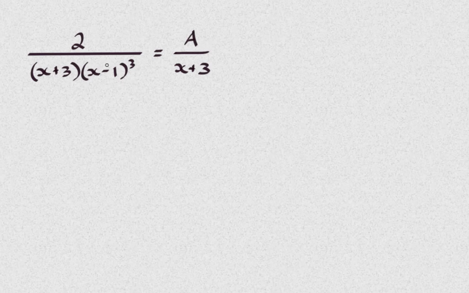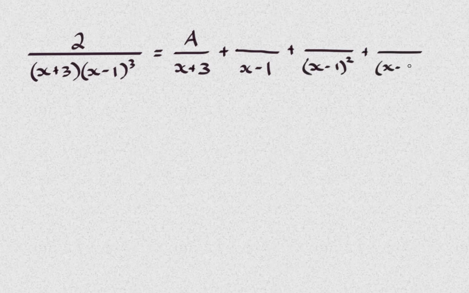But what's going to happen with our x minus 1 all cubed? Well, because this is x minus 1, a linear factor, repeated 3 times, we will see it as x minus 1, x minus 1 all squared, and x minus 1 all cubed. And then we've got to figure out the constants b, c, and d. So that's how we would break up or decompose a fraction like this into its partial fractions.